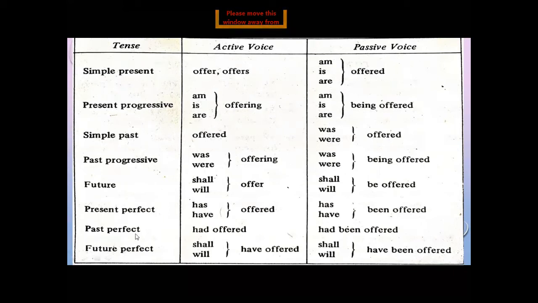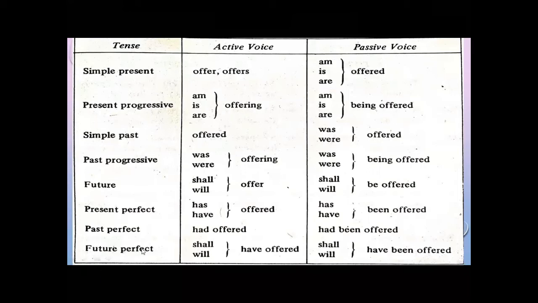Then past perfect tense. In active voice we use had offered, taking offer as an example, just like I had offered. In passive voice we will use, for example, they had been offered or she had been offered. It means had been is the auxiliary verb of the passive voice.